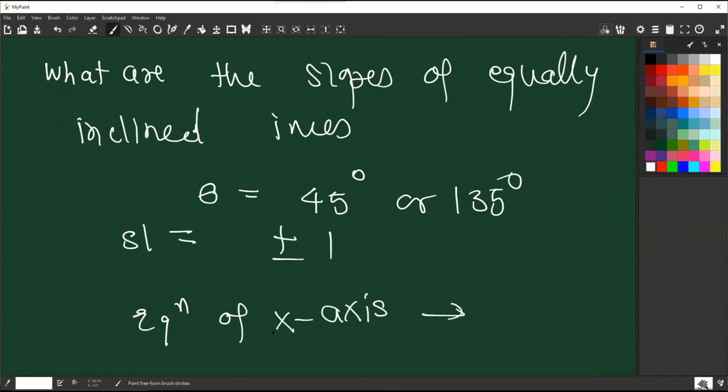What is the equation of the x-axis? Correct. It is y is equal to 0. And the equation of the y-axis is x is equal to 0. Super.